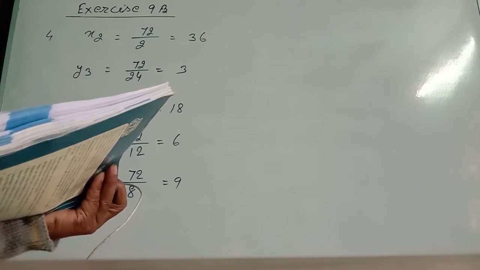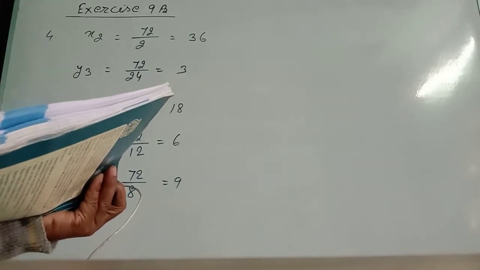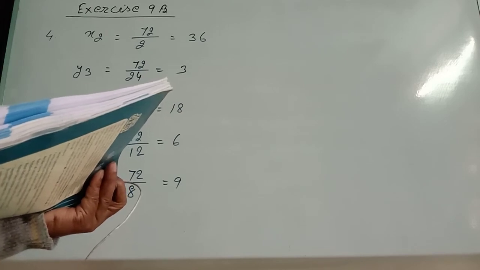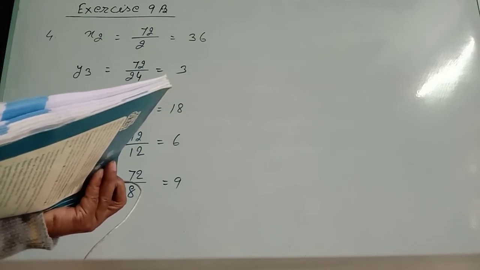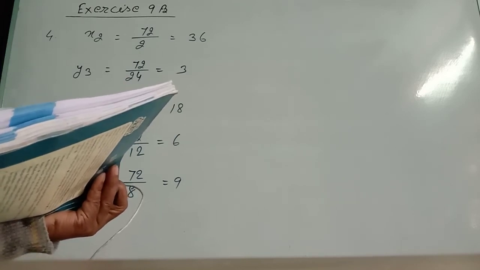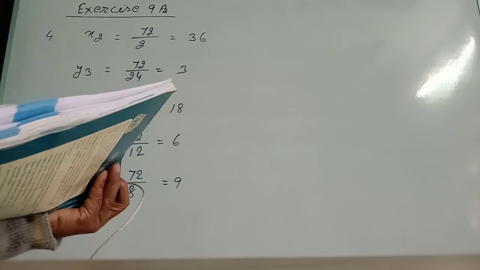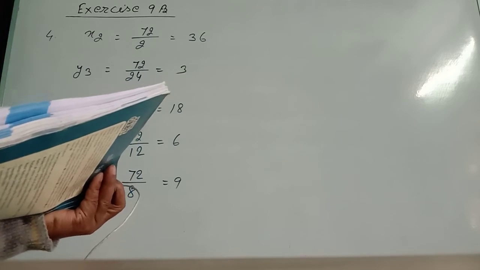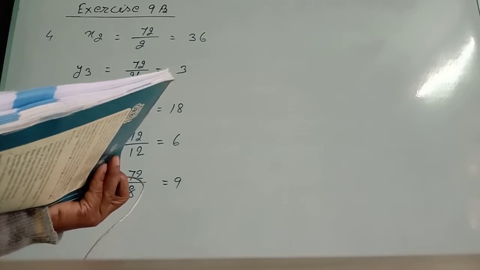Similarly, y3 equal to 72 by 24, because the constant is 72 and the value of x is 24, so y3 equal to 72 by 24, that is equal to 3. x4, similarly x4 equal to 72 by 4 equal to 18.